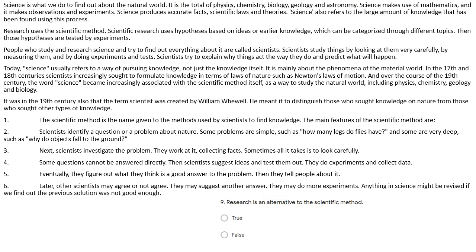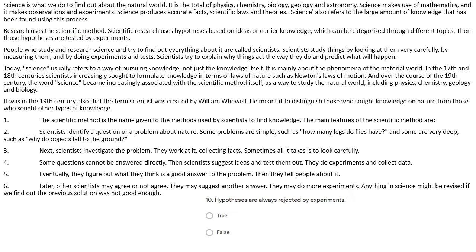Question 9. Research is an alternative to the scientific method. Well, it says research uses the scientific method. An alternative means something different. We can do scientific method or we can do research. You can go to CDC, or an alternative is you can go to Satu'li. So alternative means an option. Here it says research uses the scientific method, so the answer is false.